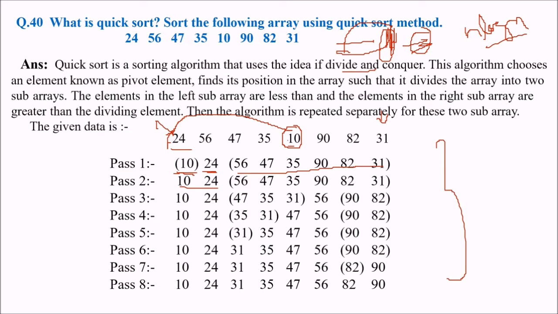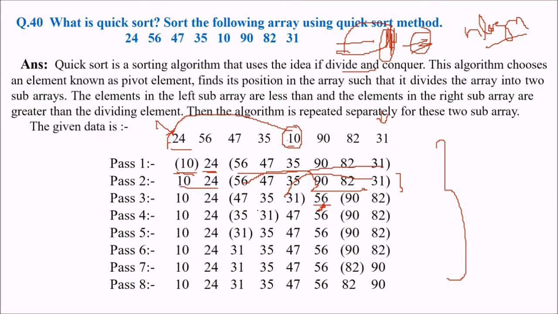Here also we see that this element, 56, is to be sent here, and 90 to be sent here, and 31 to be replaced to the correct position. If we take 56 as the pivot element, after that the algorithm is quite complex. So I'm just giving you an idea.